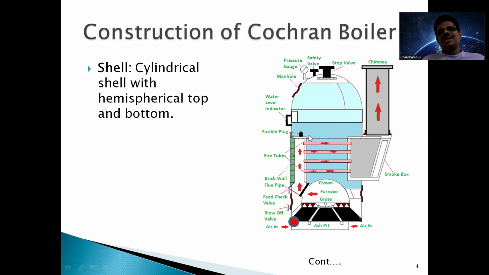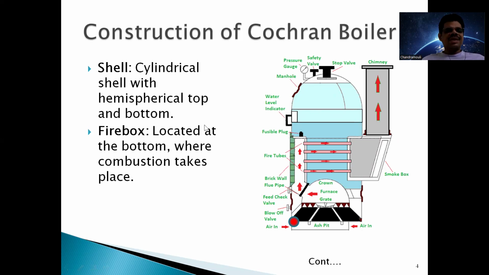Here the blue colour is the water. This is a cylindrical shell with a hemispherical top. If you observe, the top is hemispherical in shape because it is used to collect the steam. As steam is lighter in weight, it is collected at the top. In order to accommodate a sufficient amount of steam, this is made in hemispherical shape, so that there will not be any resistance to the steam. And at the bottom, this is the firebox, and here the combustion takes place.